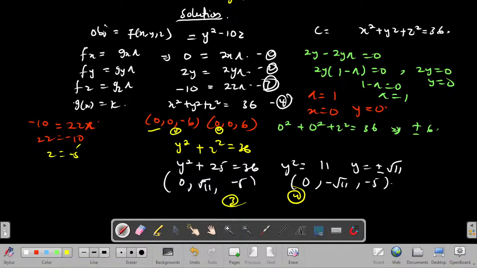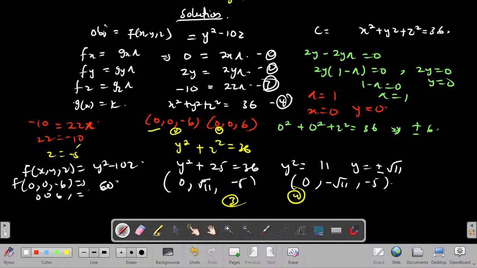Somebody may ask, how do I know which is maximum and which is minimum? To know that, you are going to bring back the objective function again. My function f of x, y, z is equal to y squared minus 10z. Now you test the function at 0, 0, negative 6. What do we get? Y is 0, so negative 6 gives us what? Times this, I have 60. I'll test for the positive 6, that is 0, 0, 6. That will give me negative 60.